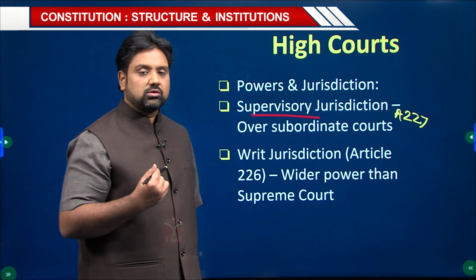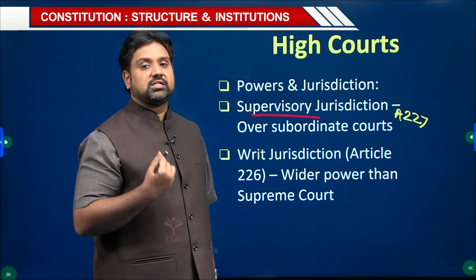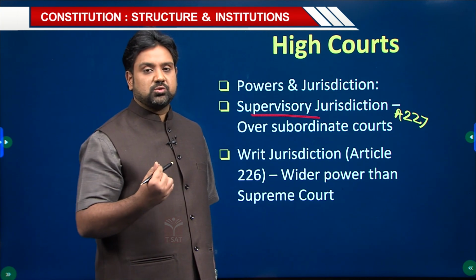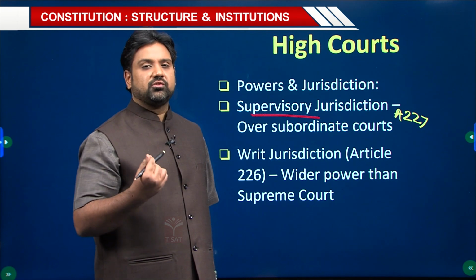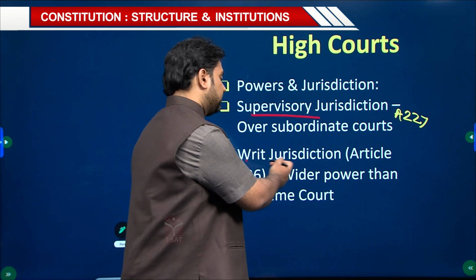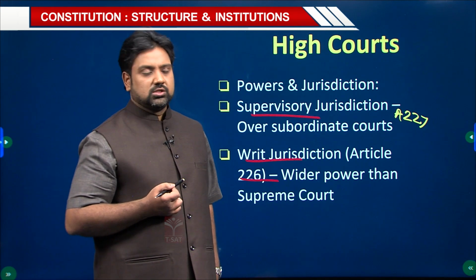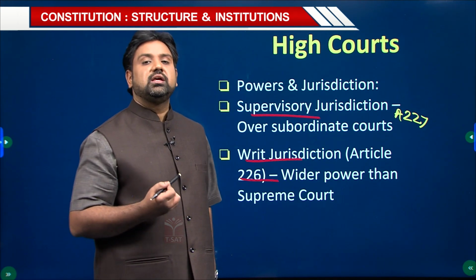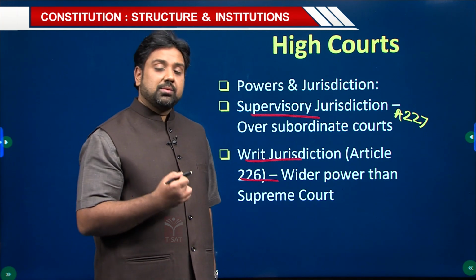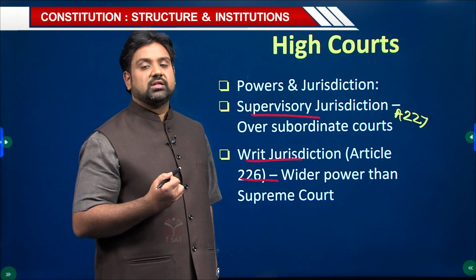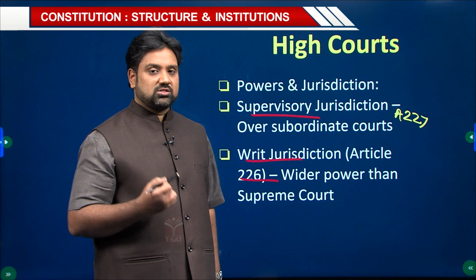So, the High Court concerned will extend its superintendence over the courts which are situated within its own territory. So, the Supreme Court will have monitoring over the different High Courts. Then we have already seen writ jurisdiction under 226, which is wider than that of the Supreme Court of India. You will approach the Supreme Court of India only in the case of violation of fundamental rights, but when it comes to the violation of fundamental rights as well as legal rights, then it is usually the High Court which enjoys wider power under Article 226 of the Constitution.